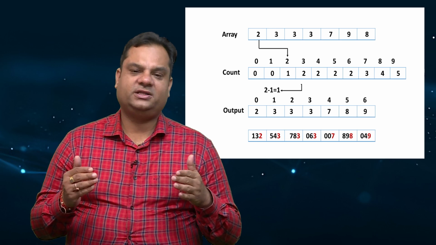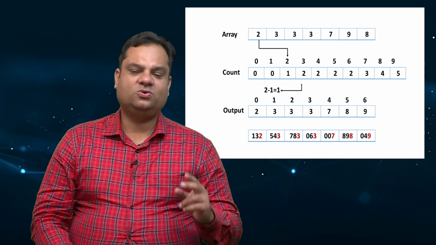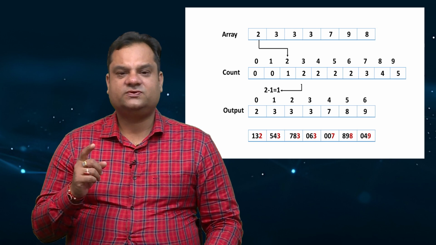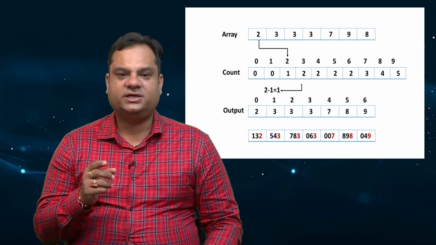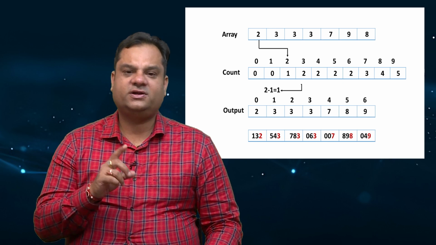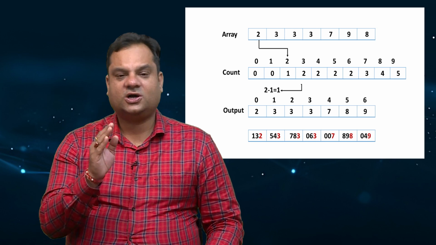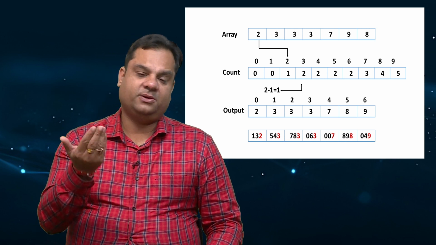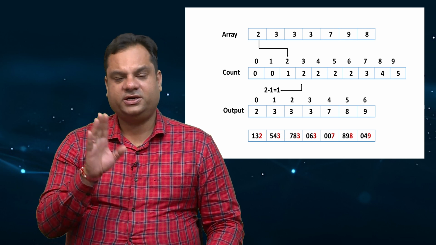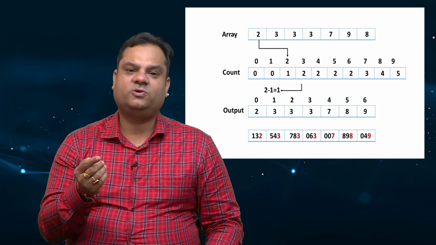Now, the output by the ones place table is: 132 comes in the first position, then the next one is 543, then 783, then 63, then 7, then 898, then 49. So this output comes from the ones place table, but this is not the perfect result or the right answer of the sorted data. This comes only from the ones place data. So this is the output from the ones place.